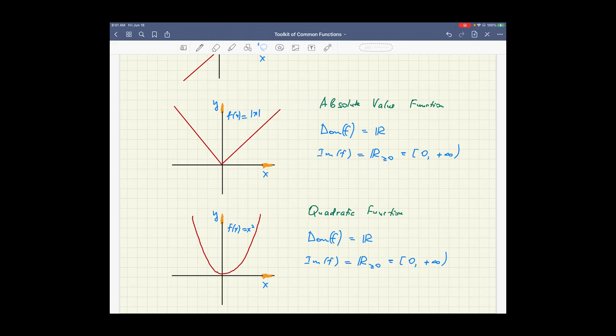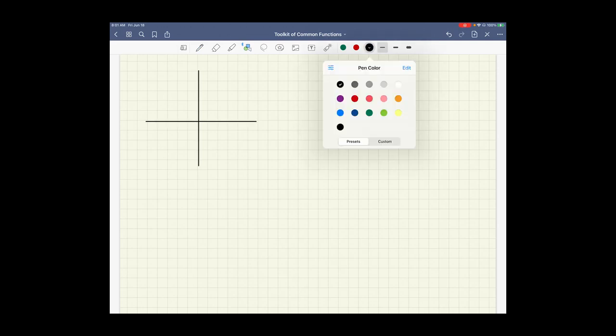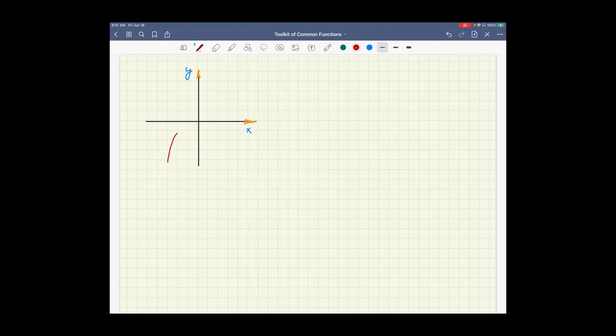All right, cubic parabola. It is the graph of the function x cubed, and this time both the domain and the image, just like for the identity function, are the set of real numbers, the entire set of real numbers.